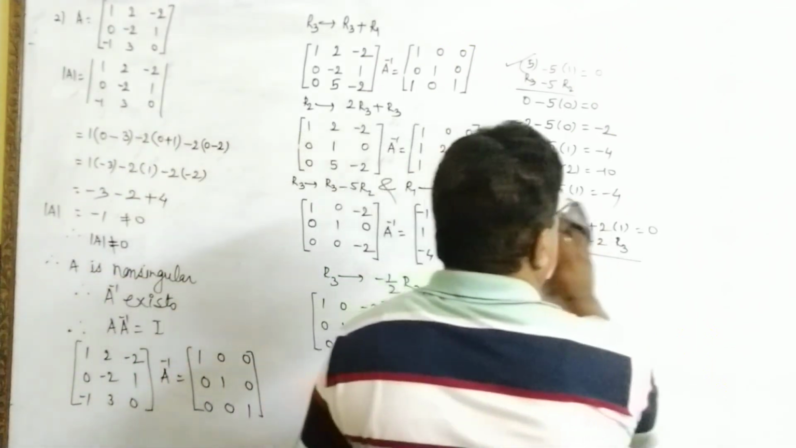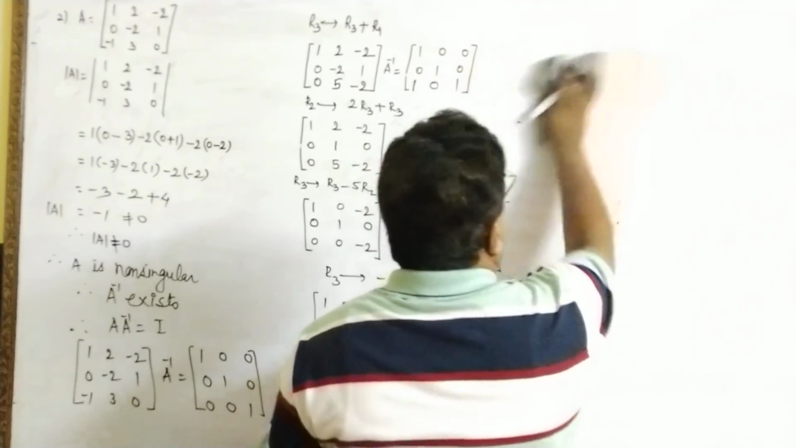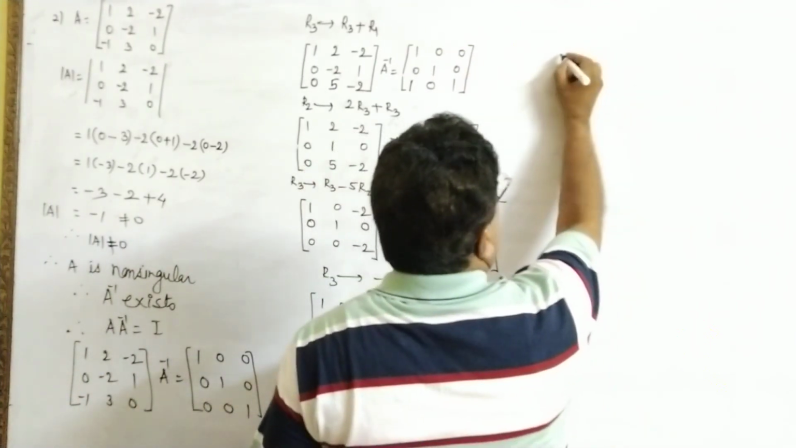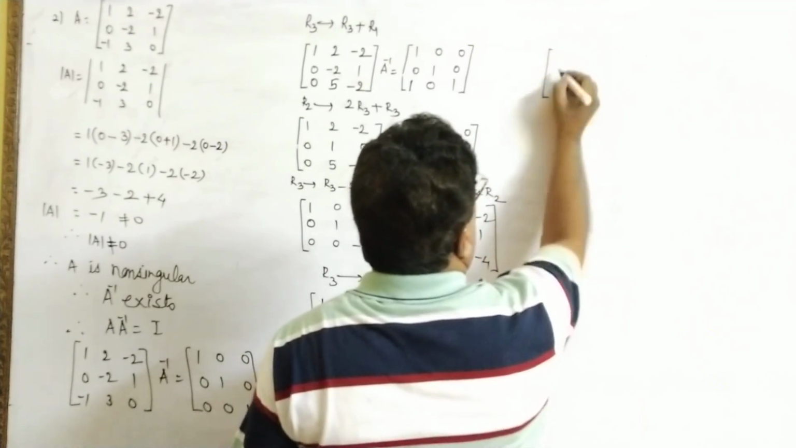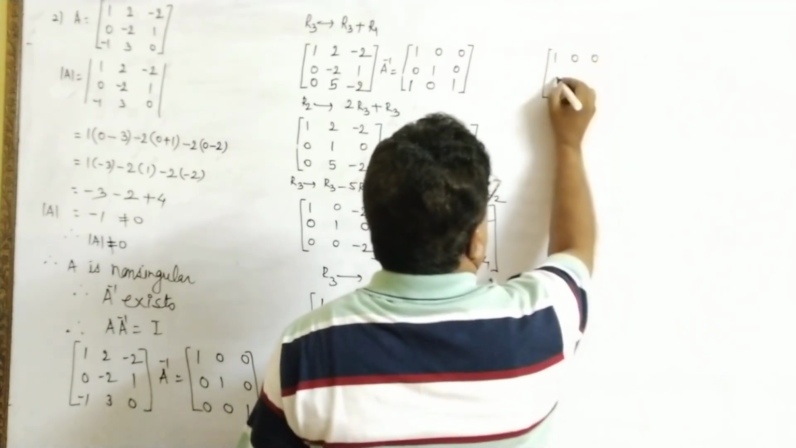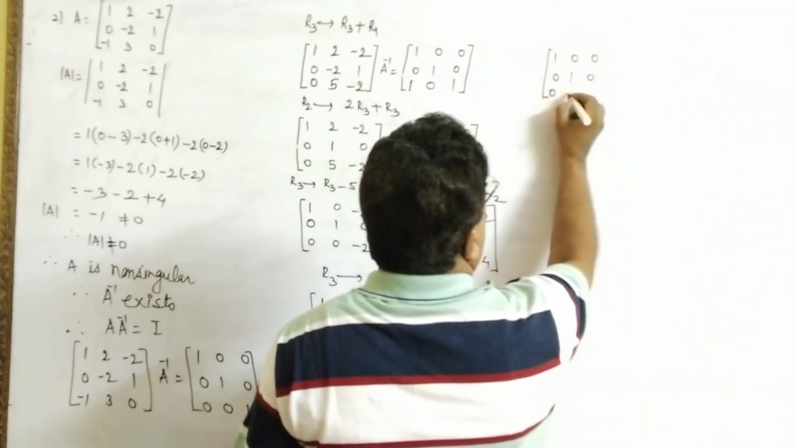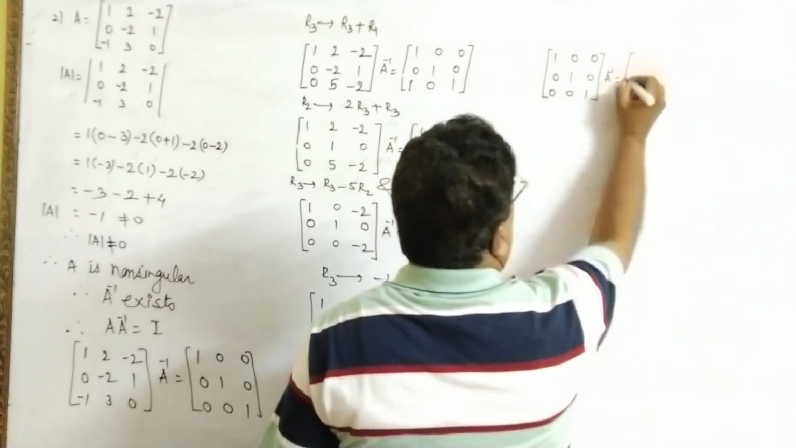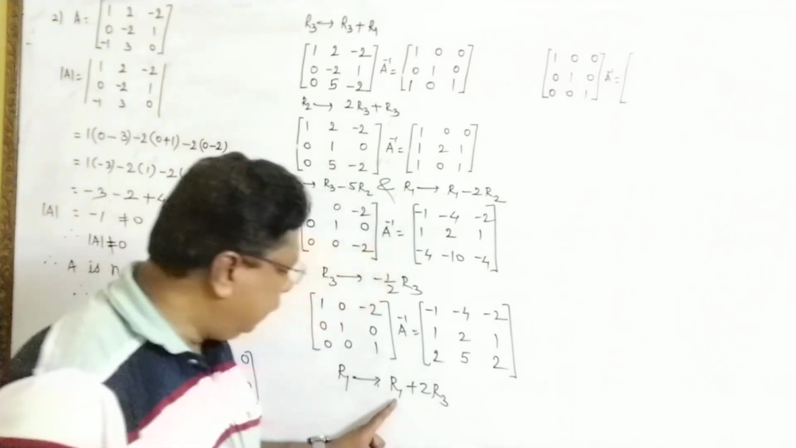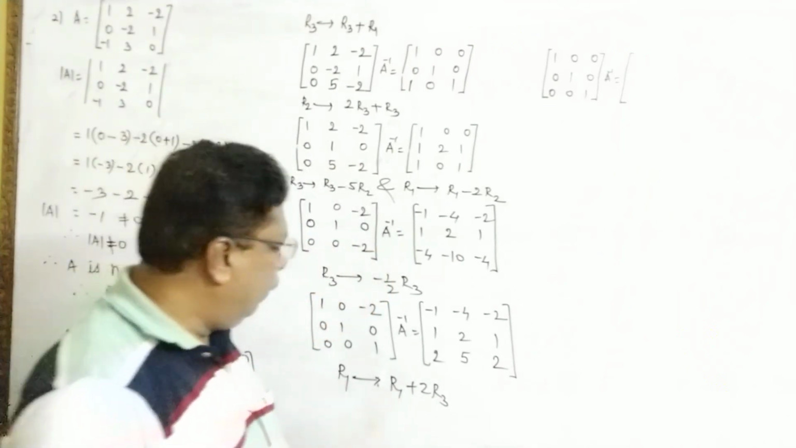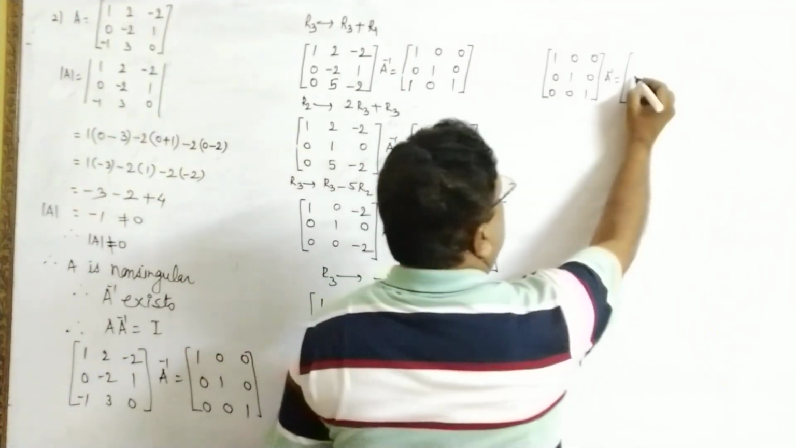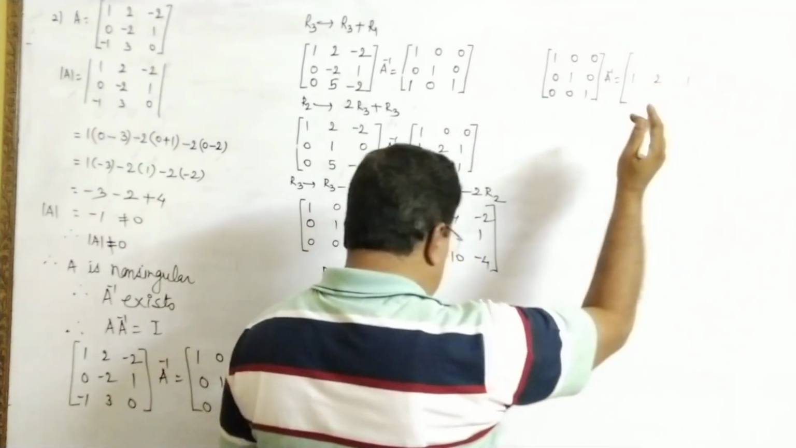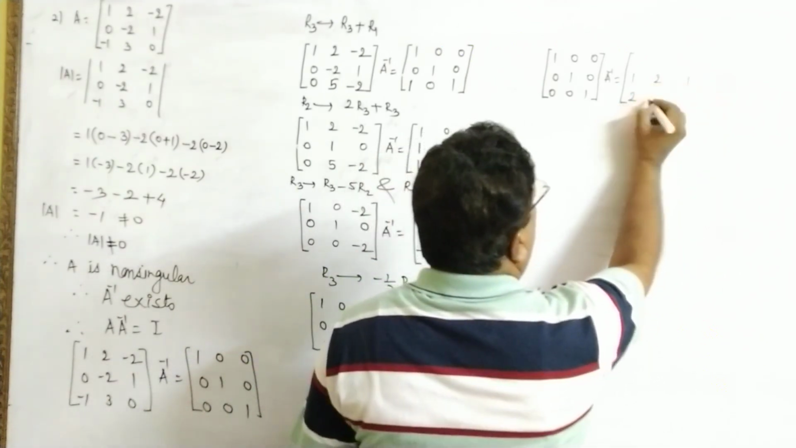So on left hand side you will get inverse matrix. This is 1 0 0, 0 1 0, 0 0 1. A inverse. On right hand side, which row will change? Only first row will change. No change in the second and third row. 1 2 1, 3 2 5.